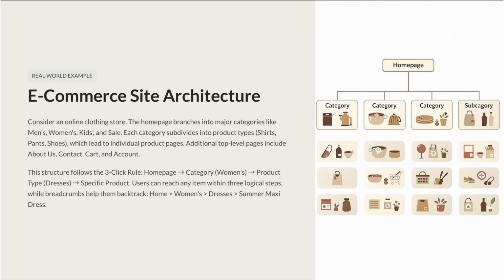An e-commerce site, like an online clothing store, uses a structured architecture. The homepage leads to categories such as men's, women's, kids, and sale. Each category breaks down into product types, like shirts or pants, guiding users to specific products. This design adheres to the 3-click rule, ensuring efficient navigation.